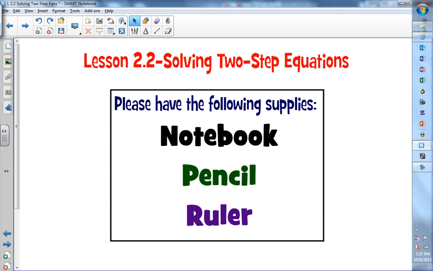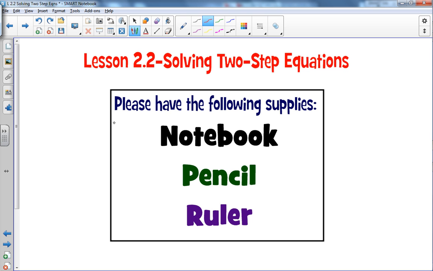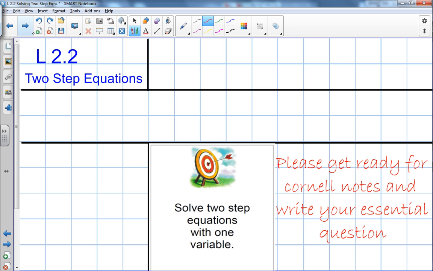Okay, today we are going to look at two-step equations. Before we get started, make sure you have your notebook, that you have a sharpened pencil and a ruler ready to go. So open your notebook to the first available page and get your paper set up for Cornell notes.